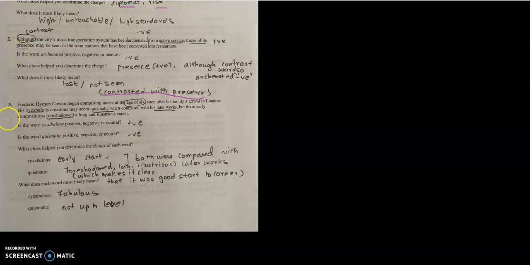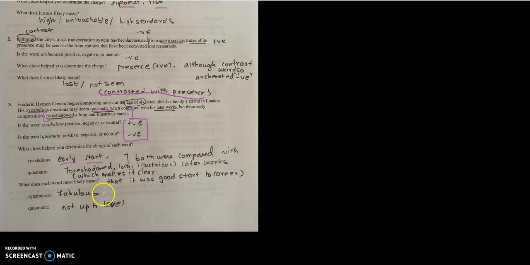Okay, real fast. Let's see here. I'm not really sure what this means. This one, I don't know. You'll have to text me the interpretation of that. But yes, this is correct. Early start for Zizabulus. Both were compared with foreshadowed. Yes, they both were, but we kind of had to decipher which of these words really fit with this concept here. And I think as we talked about in class, it was quizmatic because that was something about an analysis of the actual work itself. So foreshadowed both later works, which makes it clear. Yeah, it was a good start.